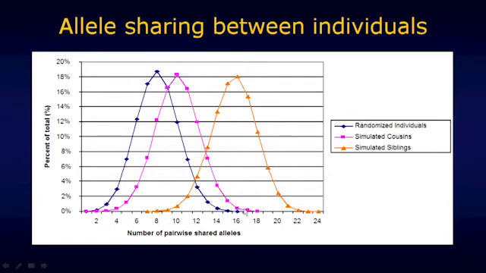Their average is significantly greater than the average number of alleles shared between pairs of unrelated individuals. That number is about 8. So closely related people have more alleles in common with each other than unrelated people.